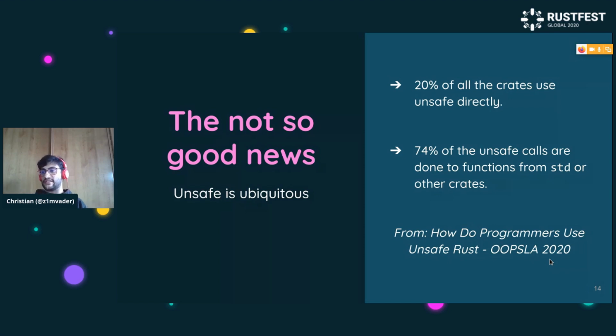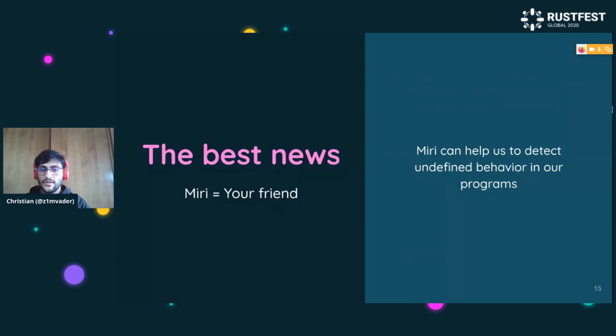But my point here is that unsafe is everywhere, not because people are not good at doing their job, but because we need it. We actually need it. It's everywhere. And so I also have good news, actually the best news, and it is that there is a tool that you can use to detect undefined behavior in your programs. And the spoiler is in the title of this talk. It's called Miri. So let's talk about Miri.